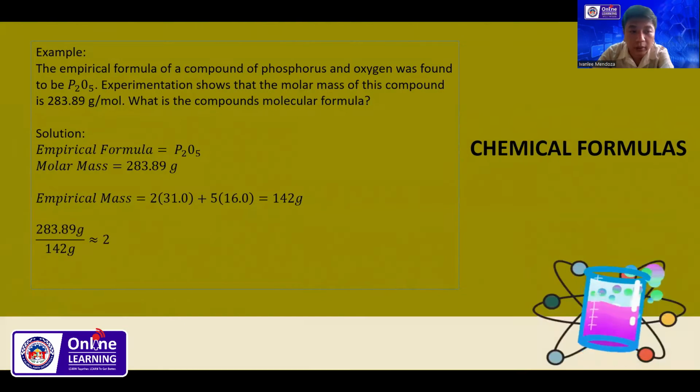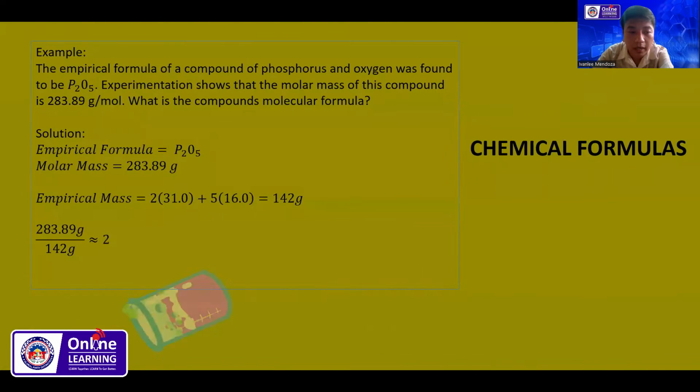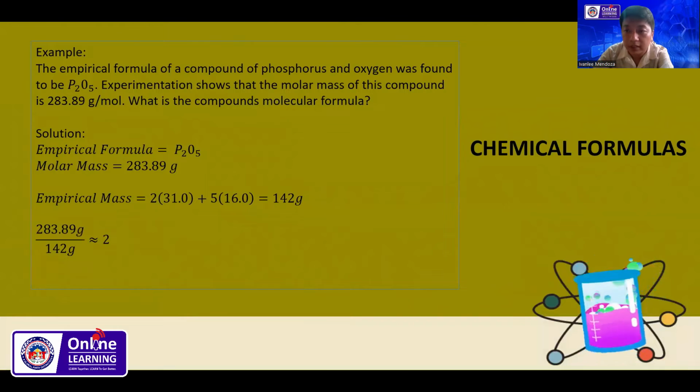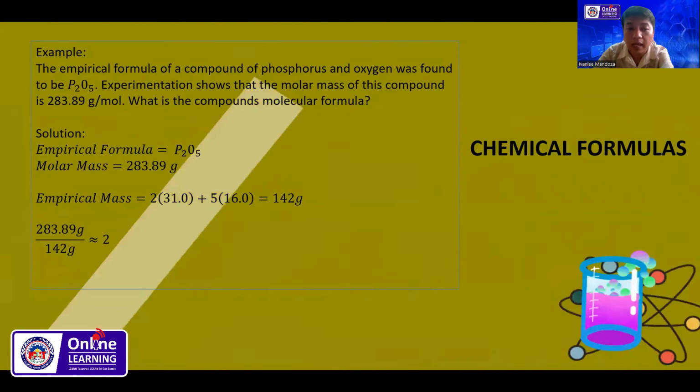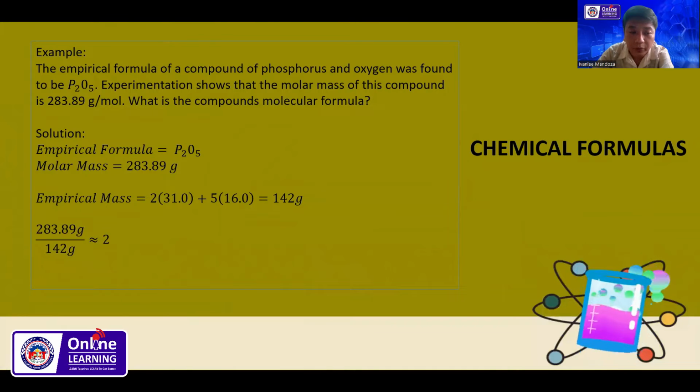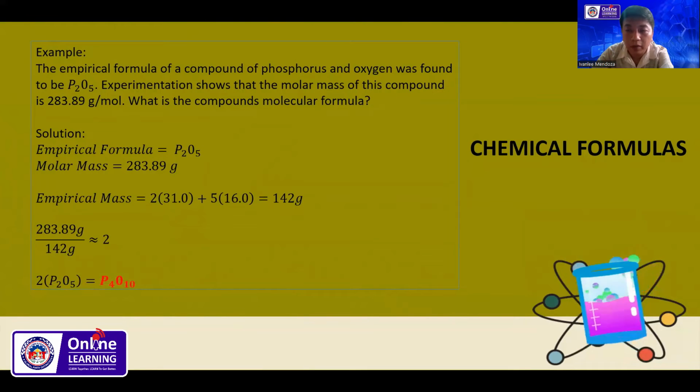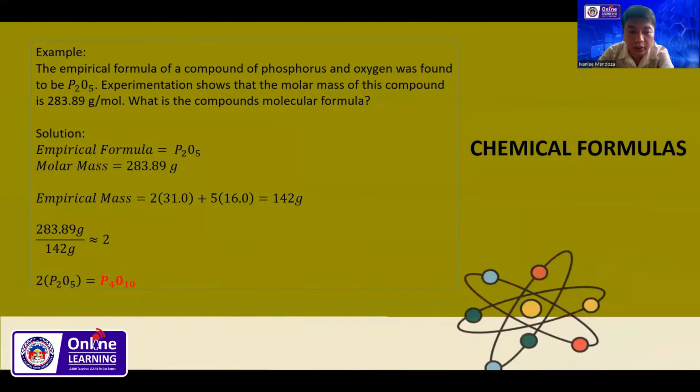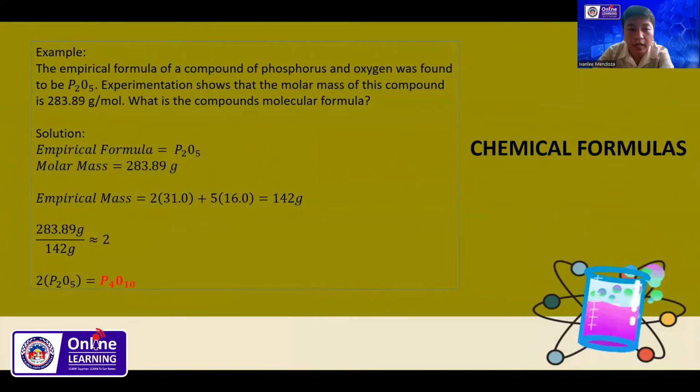So just simply use the molar mass: 283.89 gram divided by 142 gram. Just simply solve it to get the ratio of that particular value. Then after getting the ratio, that's the time you can now solve the molecular formula by multiplying the result ratio to the empirical formula.